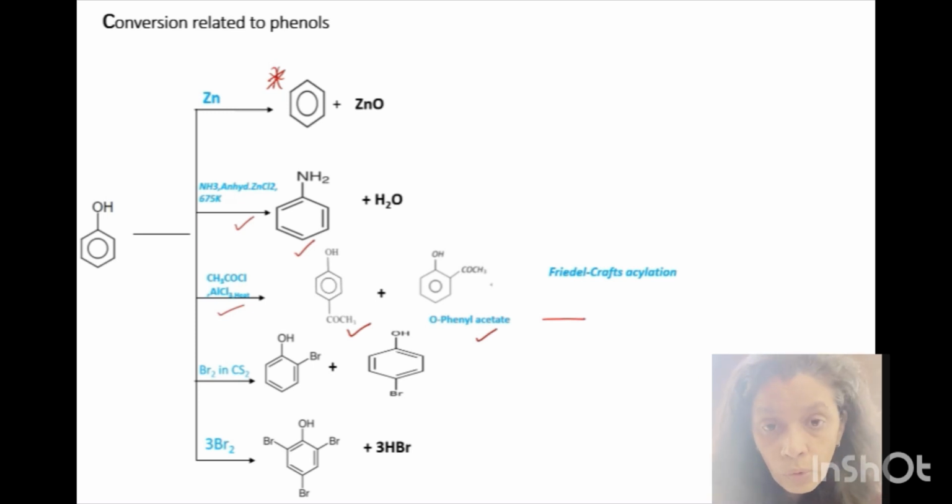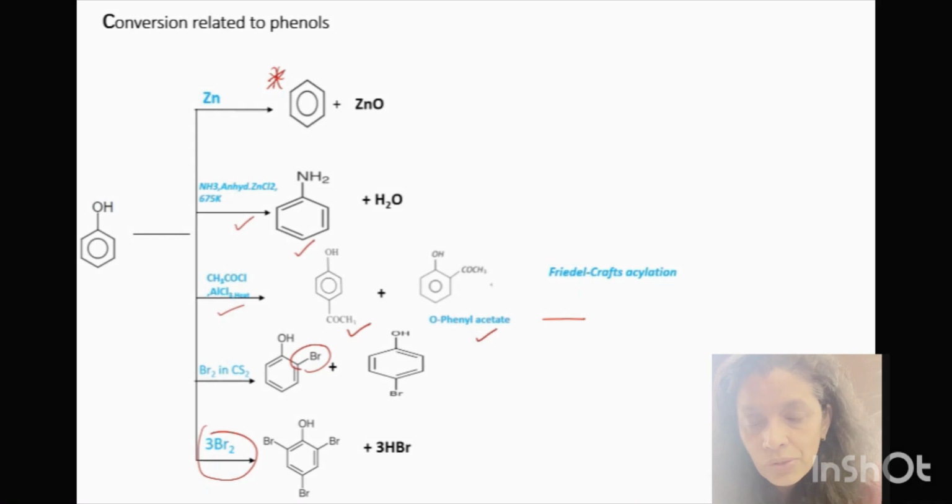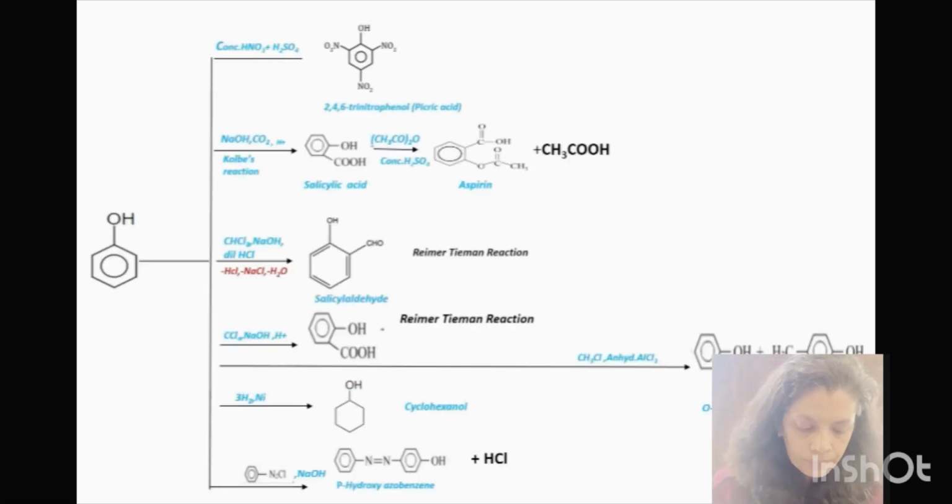Phenol when treated with the bromine, in presence of CS2, only one bromine will get added to the phenol compound, but when we are treating with the Br2, in absence of carbon disulfide, 3 bromines will get attached to the ortho para position. 2,4,6 tribromophenol will be formed. Phenol when treated with the concentrated H2SO4 and HNO3 will give the 2,4,6 trinitrophenol, which is also called as the picric acid. Again, this one is an important conversion repeated many times.